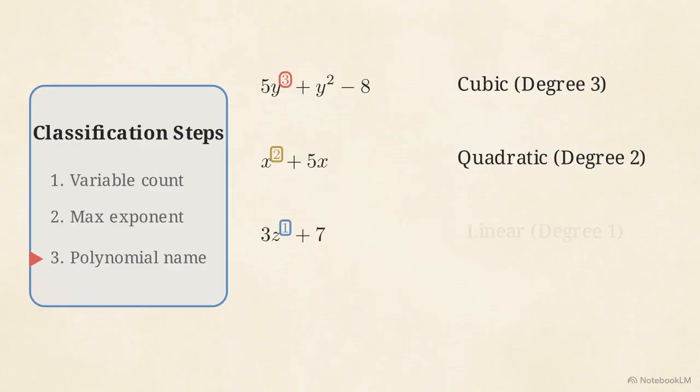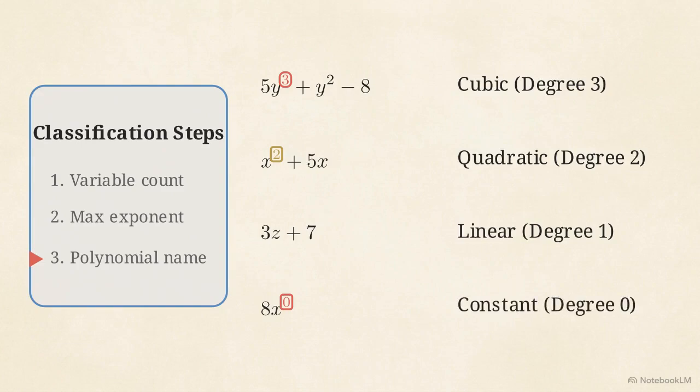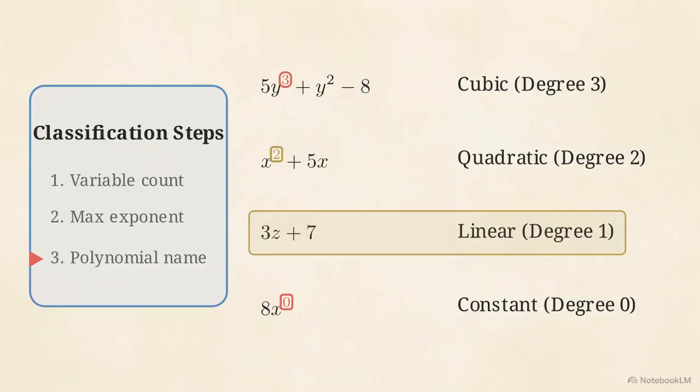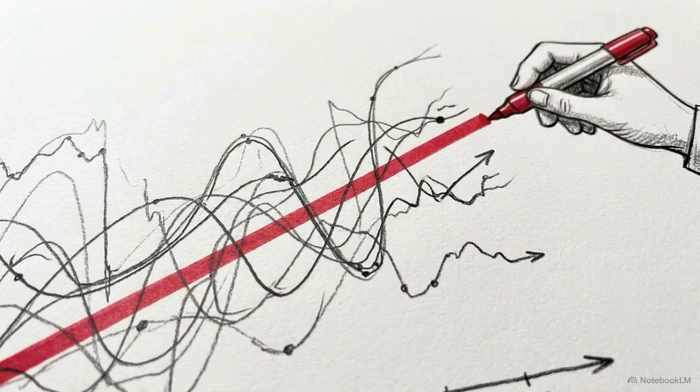If the highest power is exactly 1, like 3z plus 7, it is a linear polynomial. A standalone constant, like the number 8, is actually a polynomial too. We can write 8 as 8 times x to the power of 0, since anything to the 0 power is 1. Therefore, constant numbers are polynomials of degree 0. Identifying the degree immediately tells a mathematician the shape and complexity of the relationship. Today, we are focusing strictly on linear polynomials, where that degree is always 1.